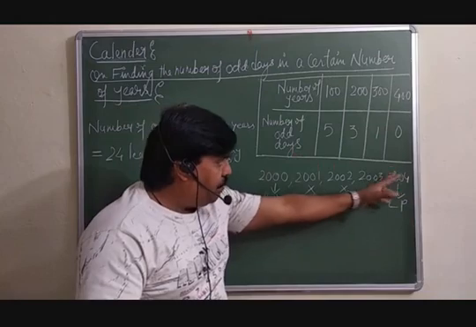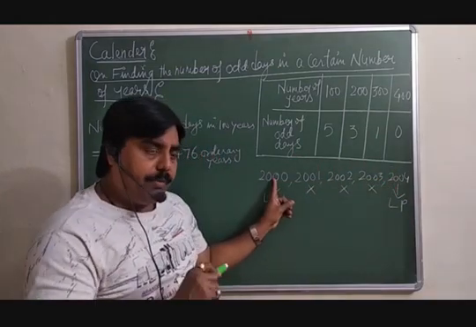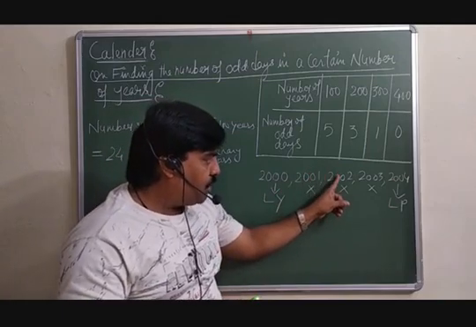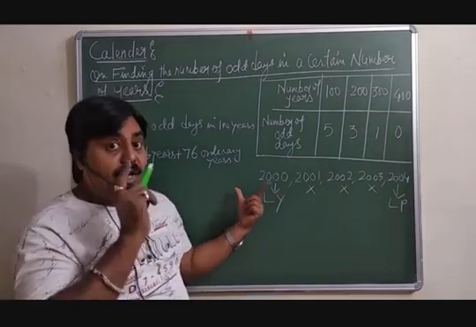So every leap year comes after 4 years. The fourth year is a leap year. See, 2000 was a leap year. Then 2001, then 2002, 1, 2, 3. In the fourth year again it is a leap year. It means in 4 years you will get 1 leap year.